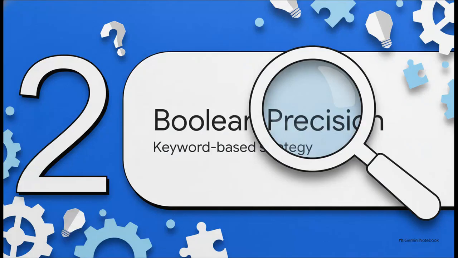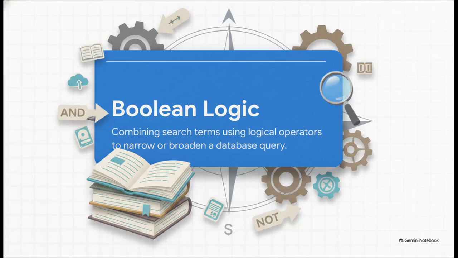Moving right along to section 2, Boolean search precision. So if your research is an investigation, Boolean search is your magnifying glass. It is exactly how we lock down exact terminology. But what actually is it? Boolean logic is simply the practice of combining search terms using logical operators to narrow or broaden a database query. It is incredibly powerful, but there's a strict condition attached. It demands absolute precision in your vocabulary. You see, a database using Boolean logic doesn't care what you meant to say. It only searches for exactly what you typed.